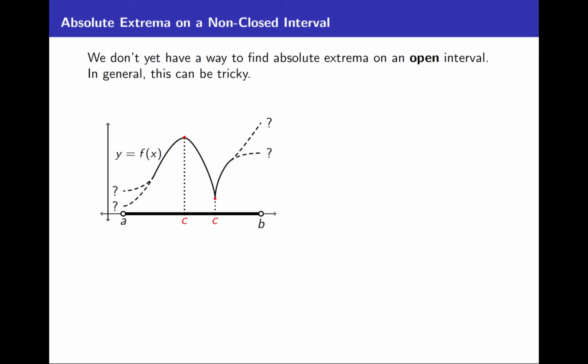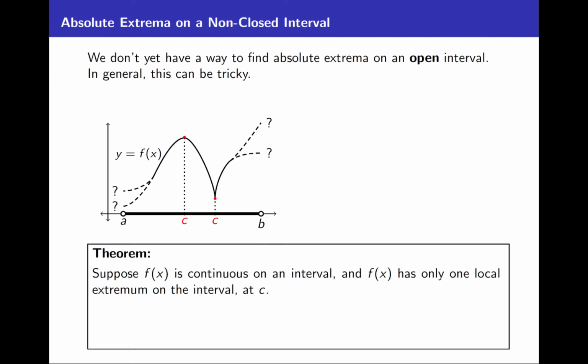However, fortunately, there is one situation in which it's easy to make a definite conclusion. And fortunately, that one situation applies very, very often. And I'm going to state it in a theorem. It's this. Suppose f is continuous on an interval, and f has only one local extremum on that interval, at a number c. So here we're talking about local extrema, not absolute extrema. F only has one local extremum on this interval.